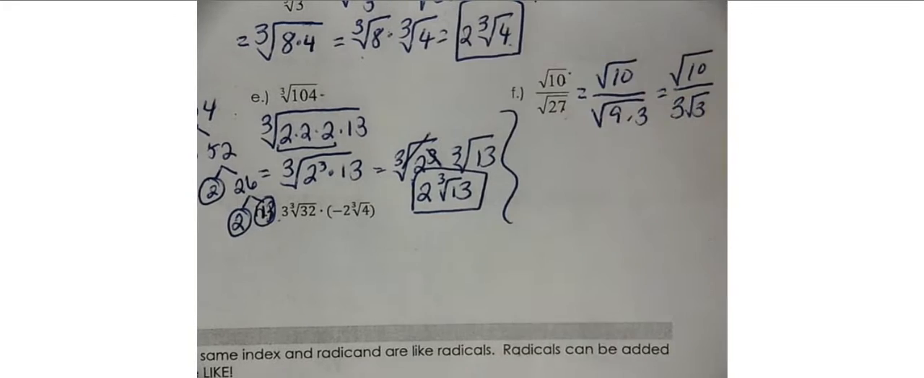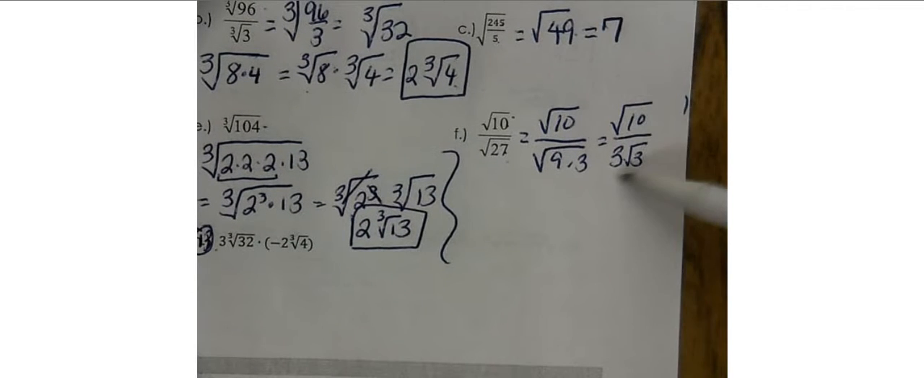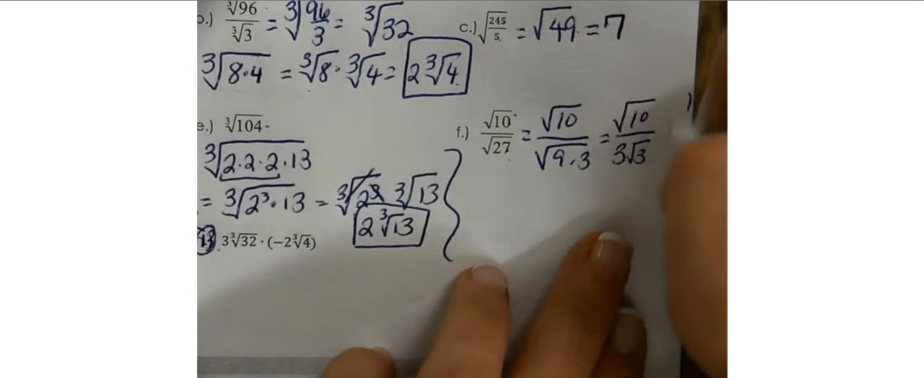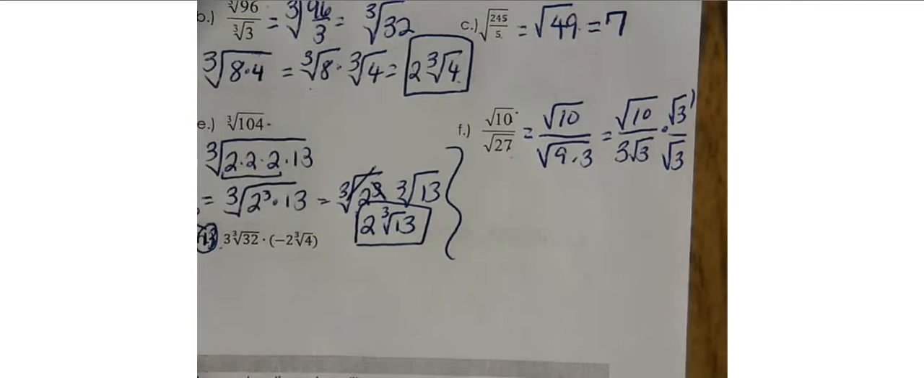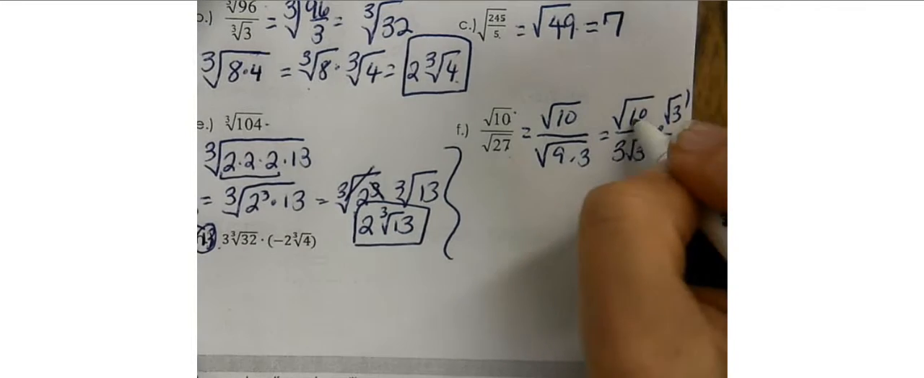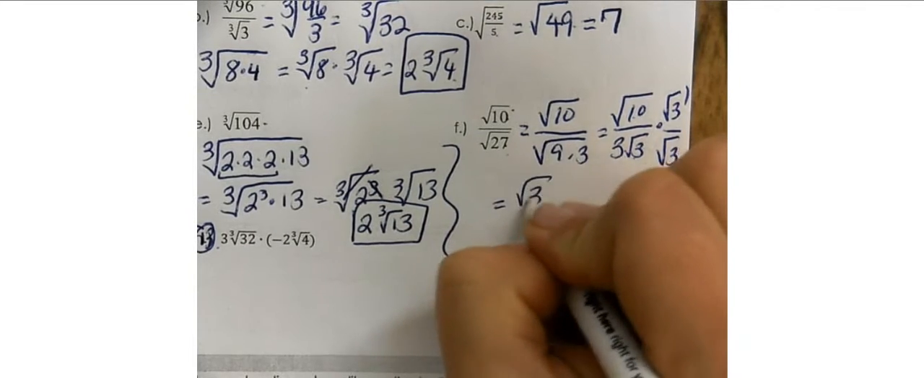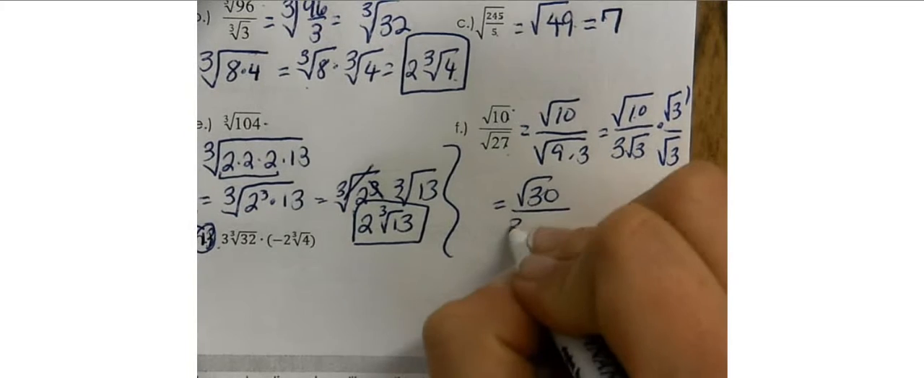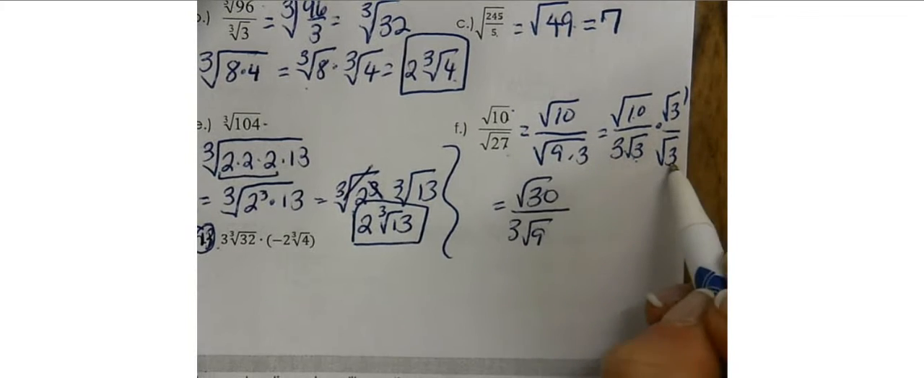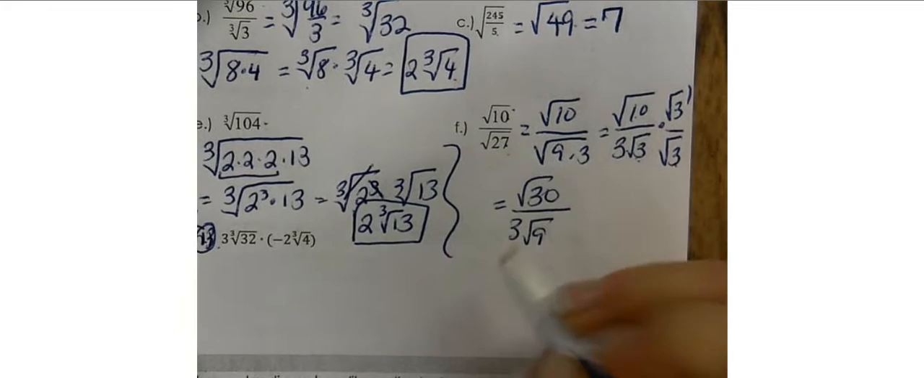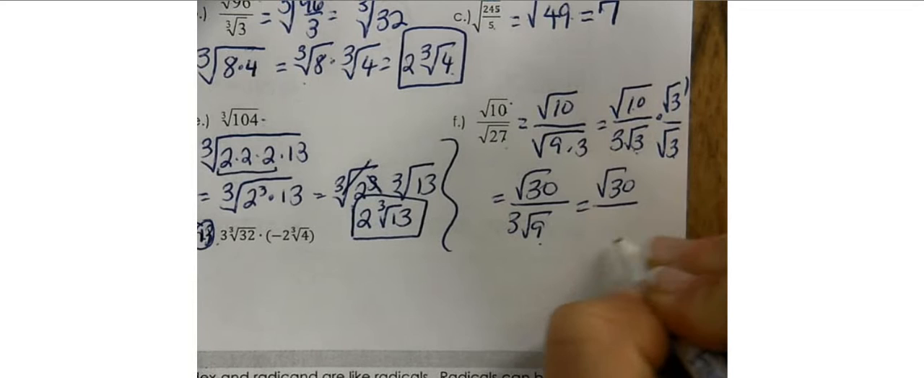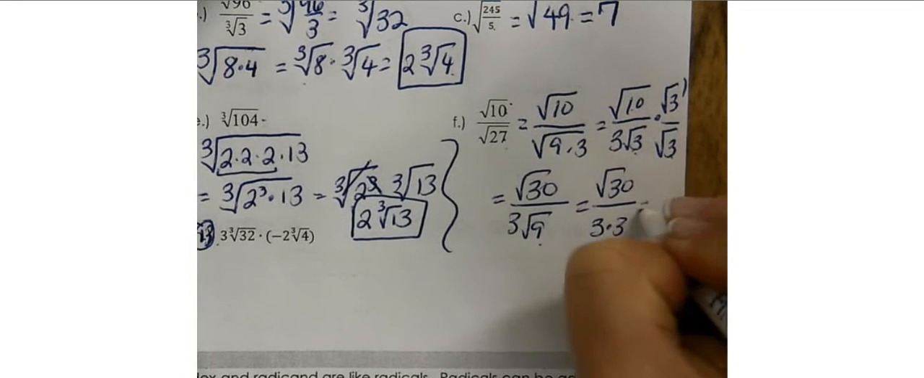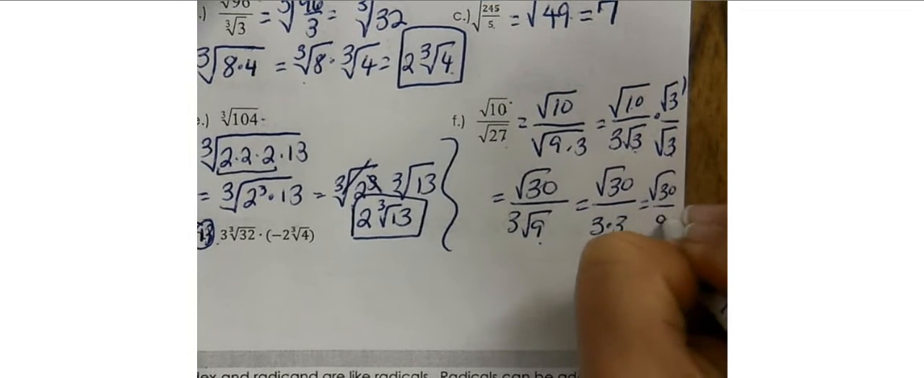So I've simplified my denominator, but I have a root in my bottom, and we're not allowed to have roots in our bottom. So I'm going to multiply the top and the bottom by the square root of 3. And by doing that, I end up with the square root of 30 divided by 3 times the square root of 9. That's 3 times 3. And 3 times 3 is 9, and the square root of 9 is 3. So I have the square root of 30 over 3 times 3. And that is the square root of 30 over 9.